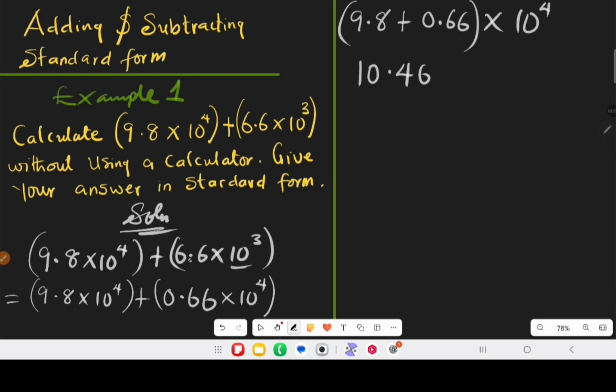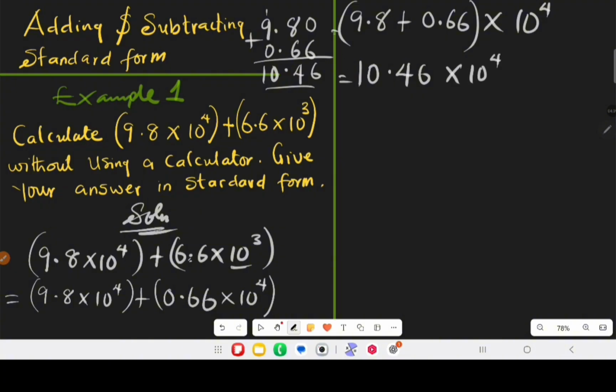So in this case now, we have to write 9.8 and 0.66. We fill this gap with 0. If we add this together, 0 plus 6 gives us 6. 8 plus 6 gives us 14. Carry 1. We put the 1 here. 1 plus 9 gives us 10. That is how we arrive at this point. Then times 10 raised to the power of 4.